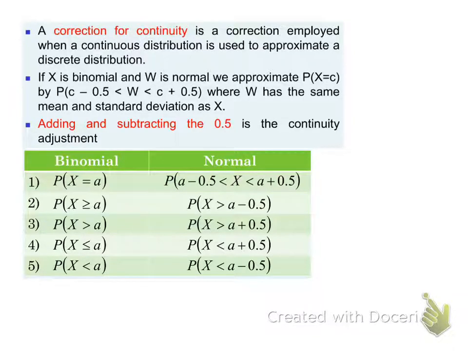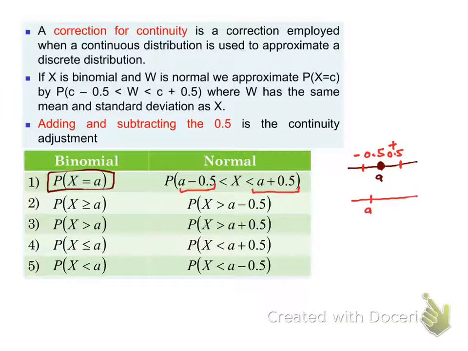The best way to understand this, my method, is I will draw it. Let's say this is the first one, X is equal to A. I draw A here. Equal means exactly located at A, so you have to subtract 0.5 and also add 0.5 here. So this is minus and this is plus. That's why you get this and this. This is a continuous case. Never mind, slowly you will understand.